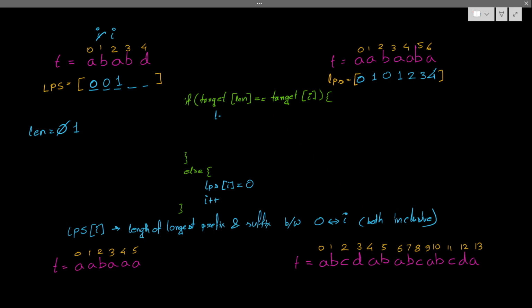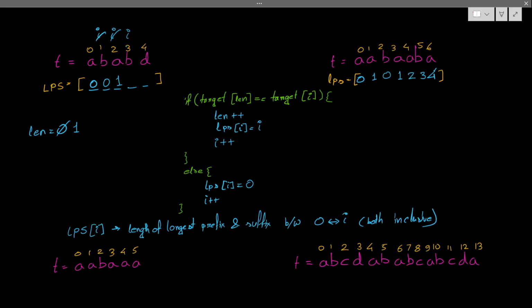So if it is the same, length will be incremented, and in LPS of I, I will put this current length, and I will increase I plus plus. Okay. So right now I becomes this place. So what will happen? I become this place. So current is 1, so right now I get the longest one.